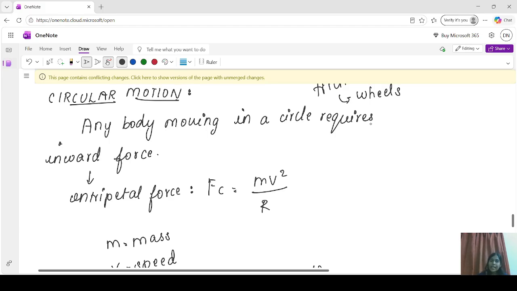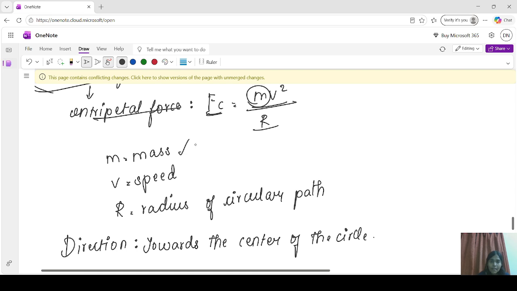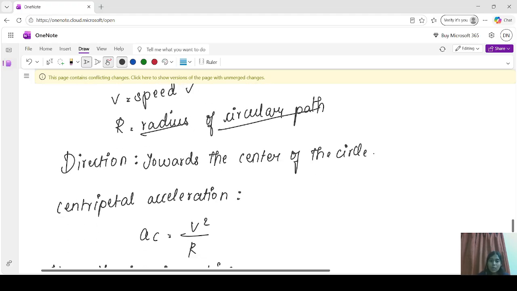Any body moving in a circle requires an inward force, and that force is called centripetal force. Now, what is the formula of centripetal force? Fc is equal to mv square by r. What does the m mean? Mass. And v means speed. r represents the radius of the circular path. So what is the direction? It has to move towards the center of the circle.